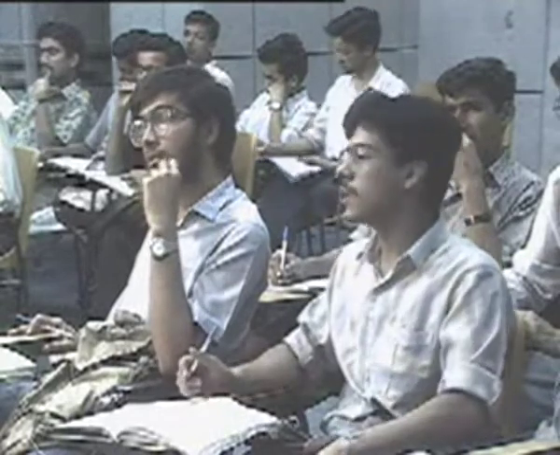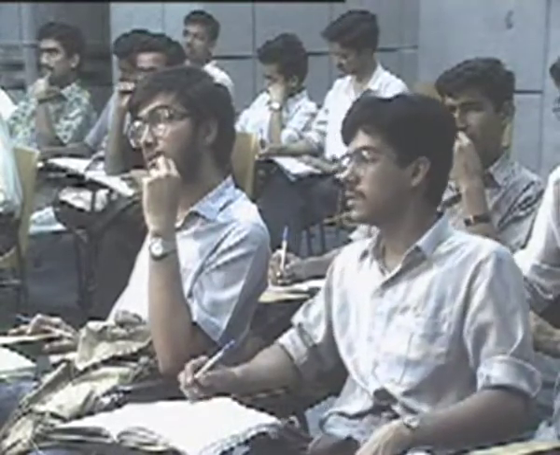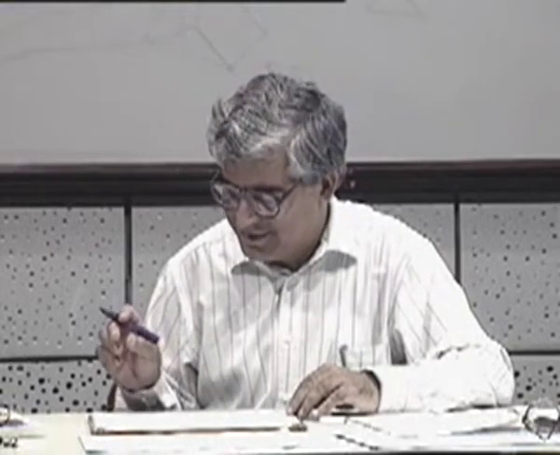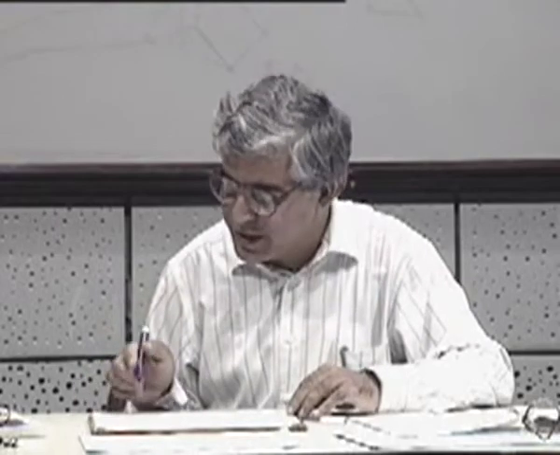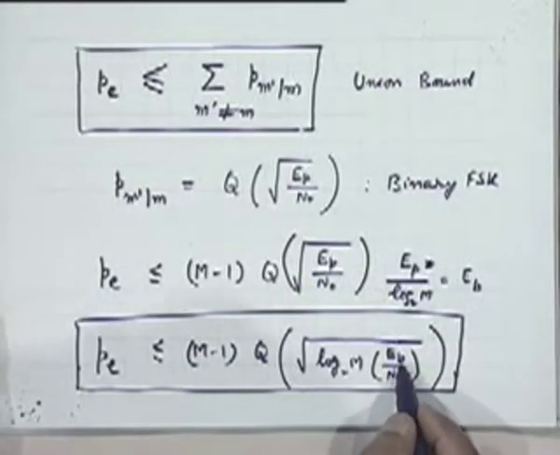Because M is inside also and outside also, one has to see which factor is more important. I think log 2M will dominate. The behavior will be different depending on what is the value of EB by N0. Okay, we'll see that. We'll come back to this question. Keep that in mind.